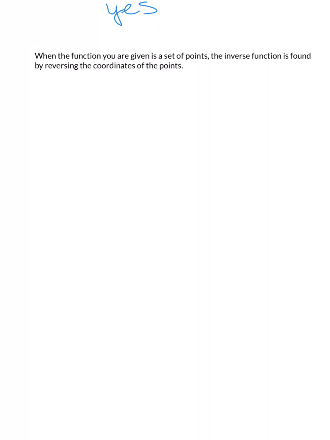When the function you are given is a set of points, the inverse function is found by reversing the coordinates of the points. We're being asked to find the inverse function when our given function is the set of points (3, 5), (0, 2), (-2, 3), (4, -7), (-3, -5).